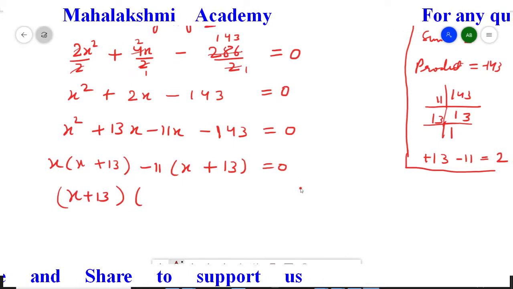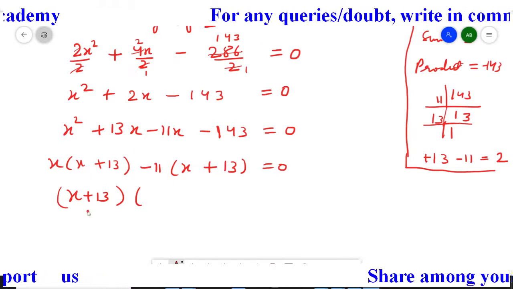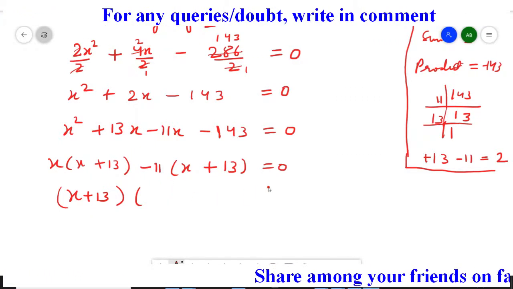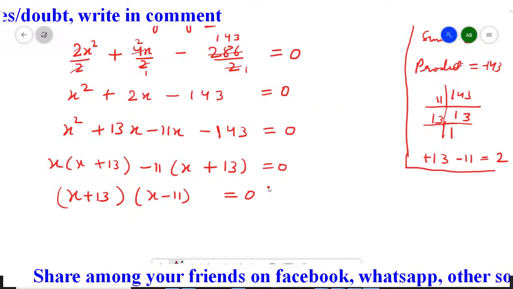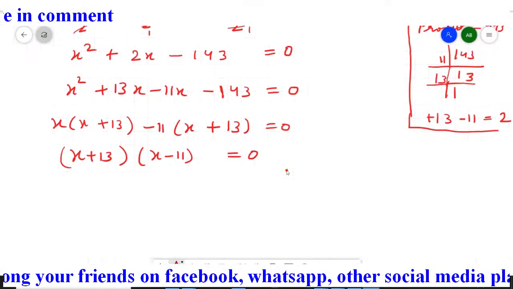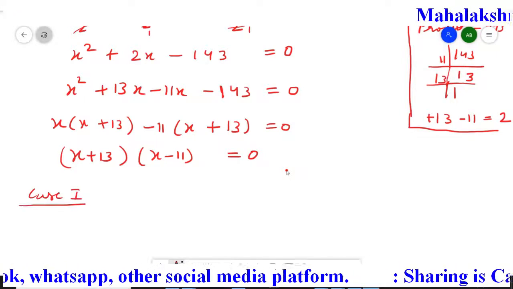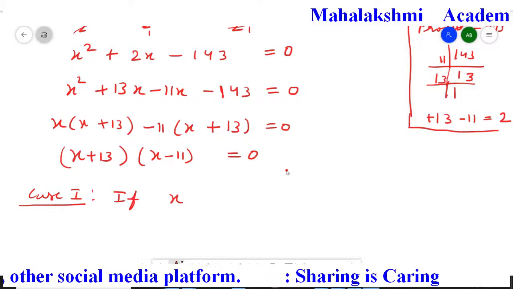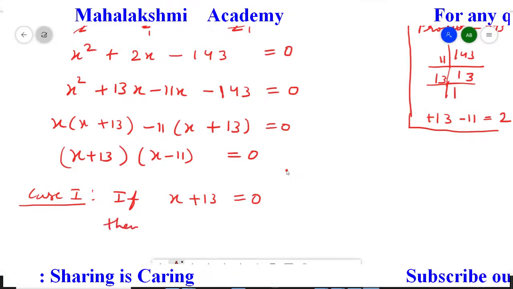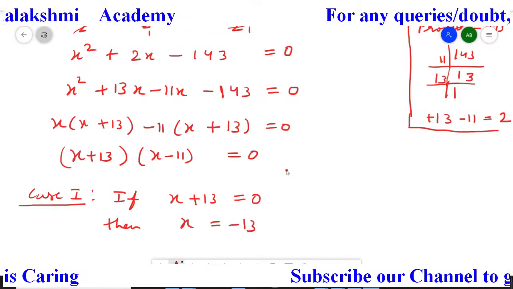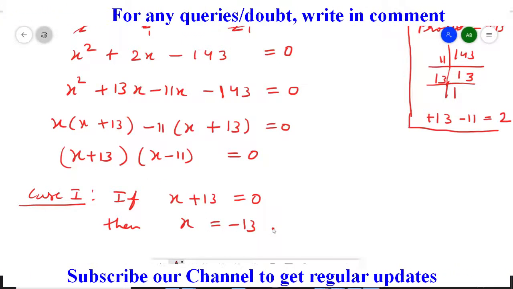Now after taking the bracket common, if we take the bracket outside, what remains here? x. From here, if we take the bracket common, we remain with minus 11. So we will get x plus 13 times x minus 11 is equal to 0. Now the product of two brackets is 0, so among them any one is surely 0. So we will write case first. If x plus 13 is equal to 0, then x is equal to minus 13.